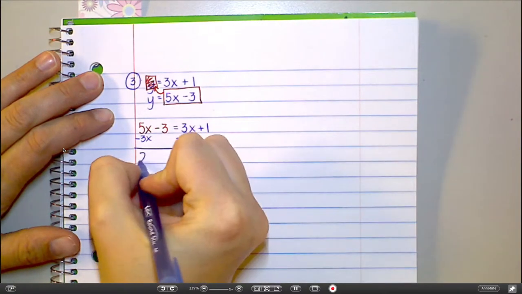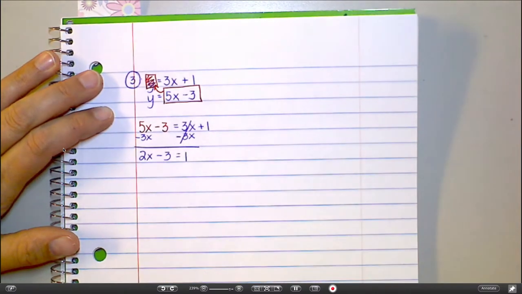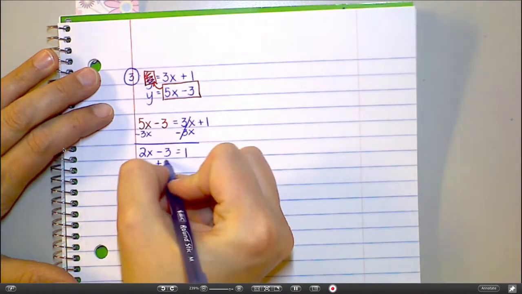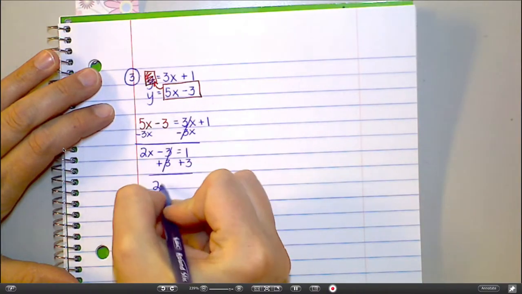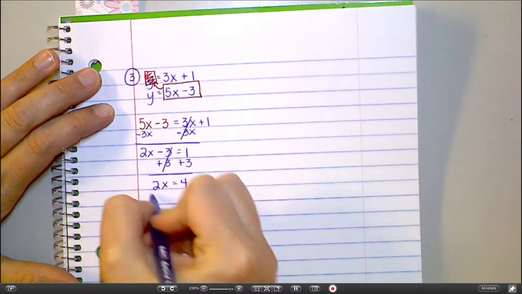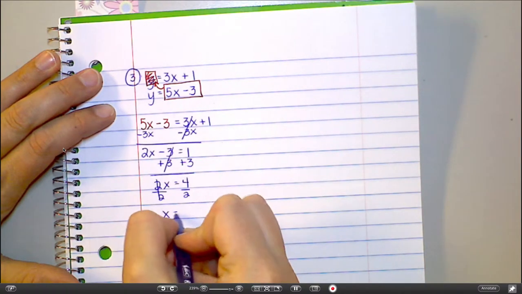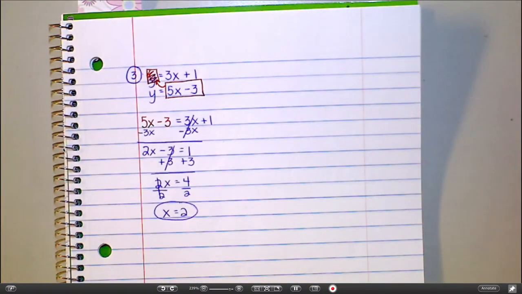Yep. So I'm left with 2x minus 3 equals 1, yeah. And then? Then you add. Okay. So 2x equals 4. Divide by 2. X equals 2. Okay. Where do I go with that now? Plug it into the equation. Which one? The y equals 5x minus 3.